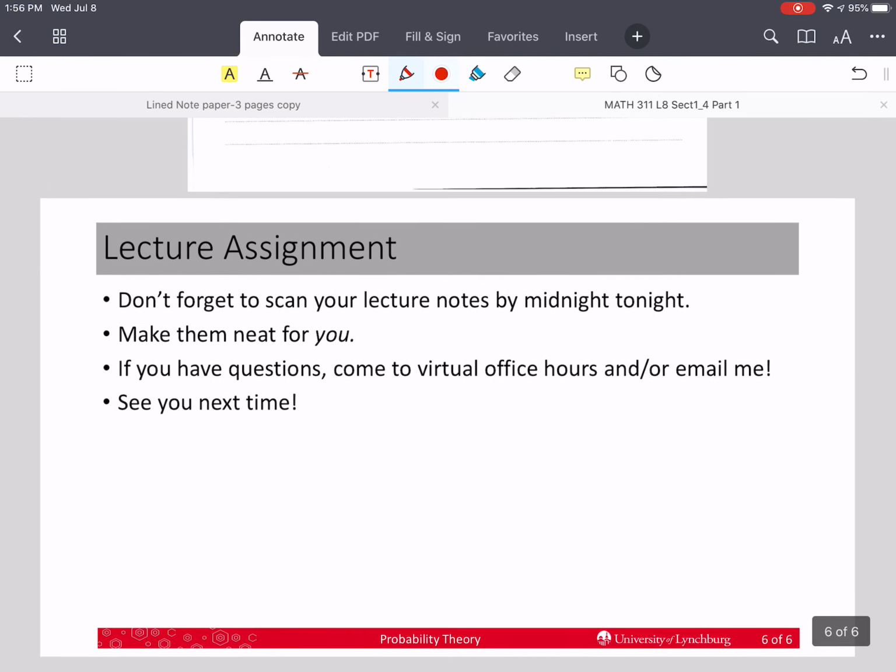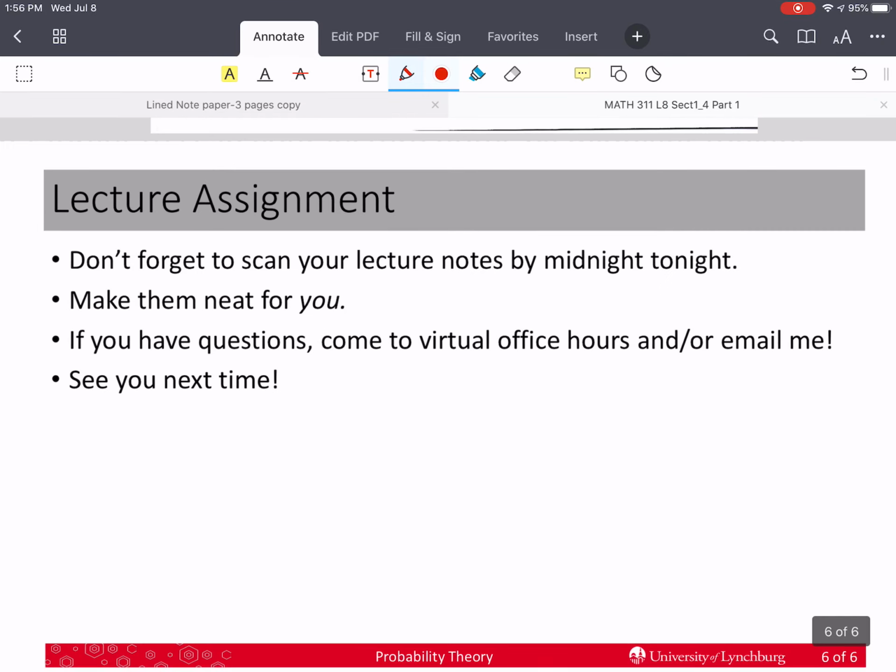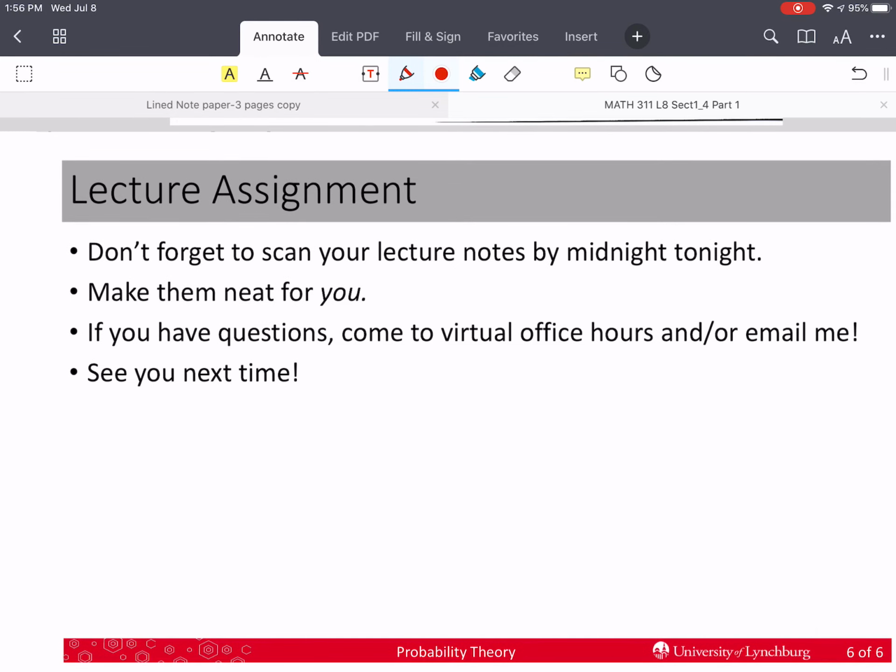So I hope that this has helped you understand the concept of independence between two events. Please don't forget to scan your lecture notes in by midnight tonight. Again, make them neat for you. It helps me to read them, but it's really for you. These are for you. If you have questions, please come to my virtual office hours.